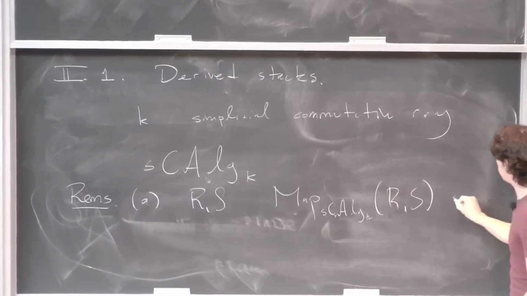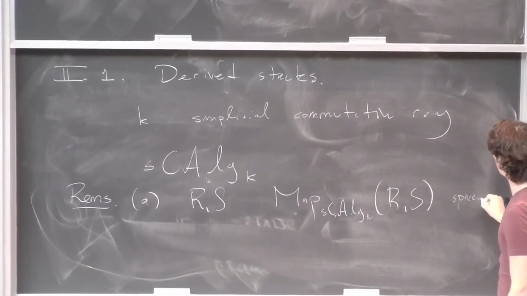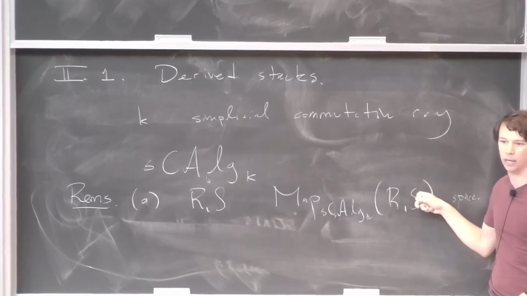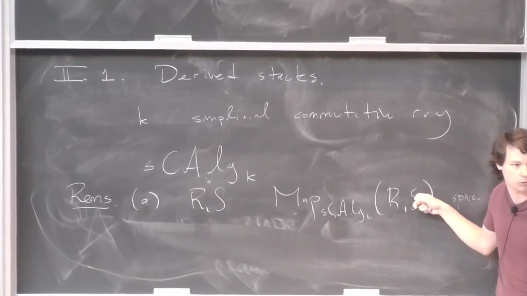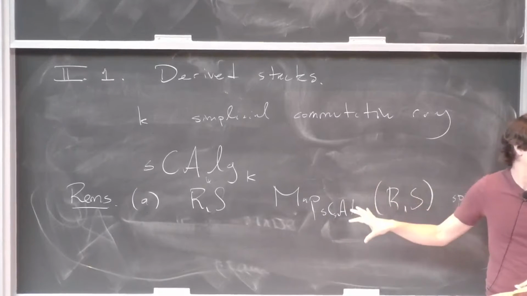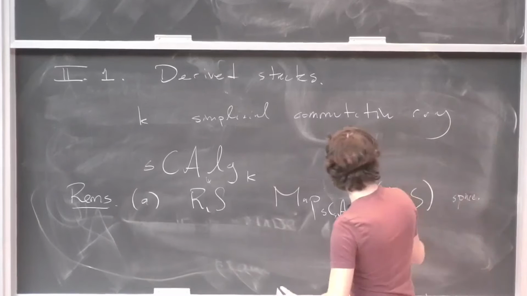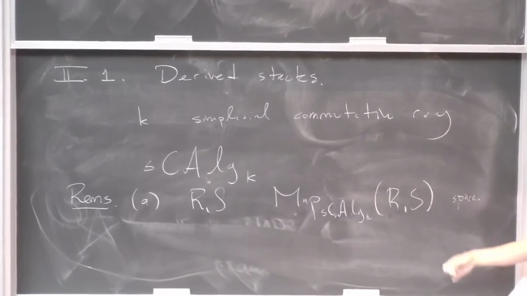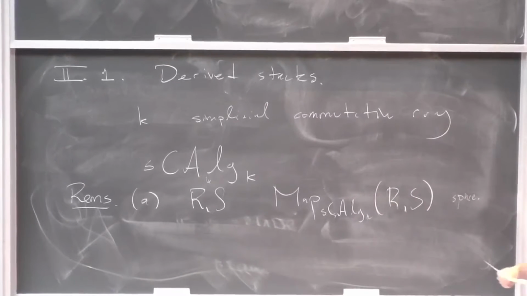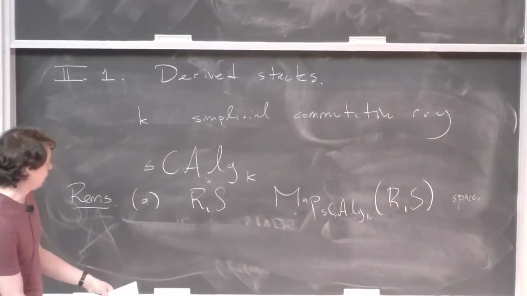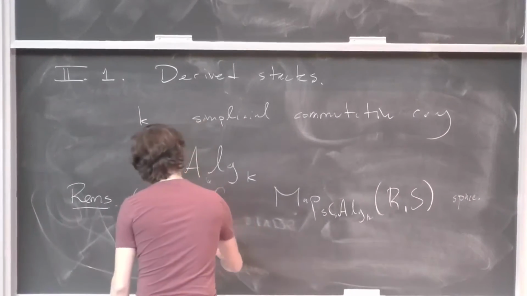And so this is really a topological space, and this behaves well with respect to equivalence. So if I replaced S by an equivalent simplicial commutative ring, the homotopy type of this mapping space wouldn't change. Okay? So this is the kind of thing that we're going to use when we say that this is an infinity category. So let me just give a couple quick examples here.